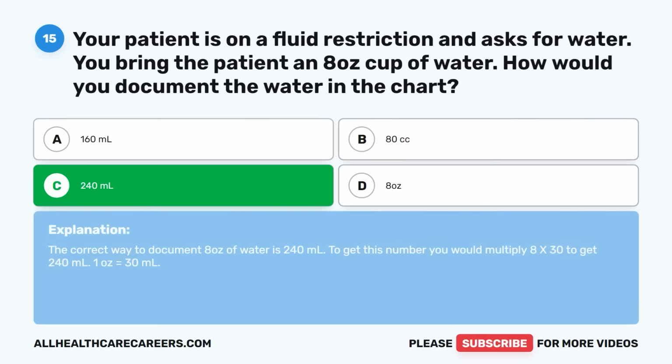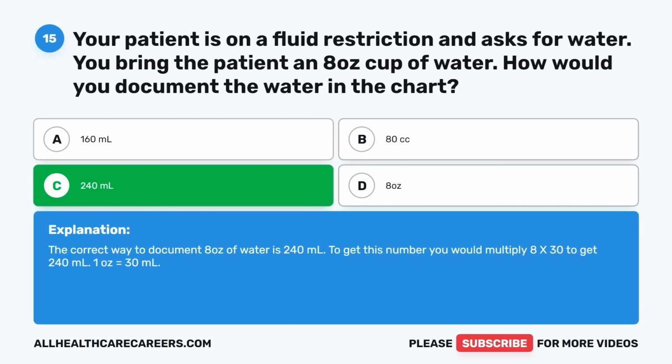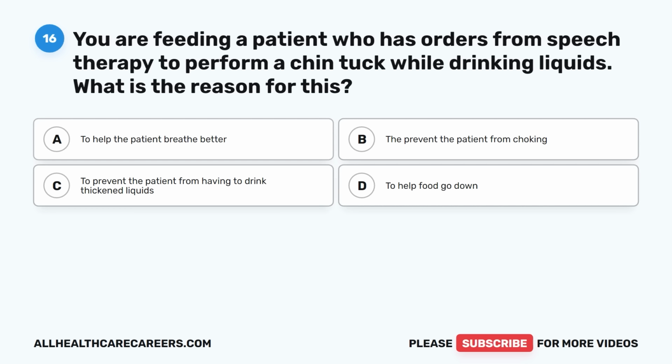240 ml. The correct way to document 8 ounces of water is 240 ml. To get this number, you would multiply 8 times 30 to get 240 ml. 1 ounce equals 30 ml. Question 16.